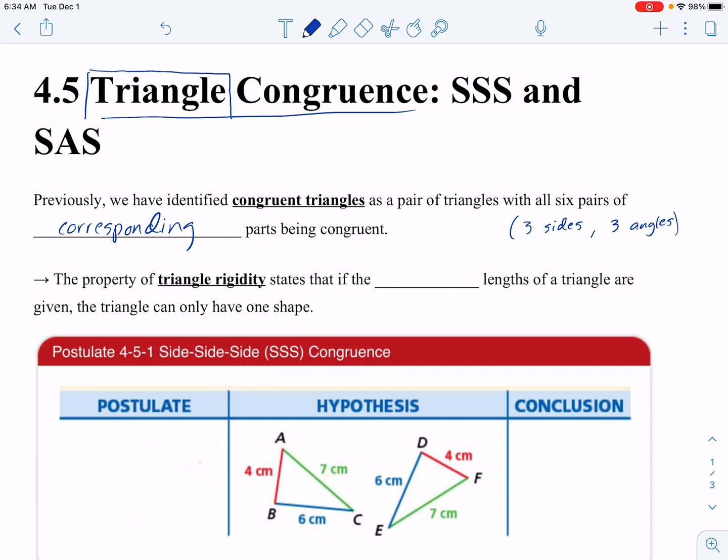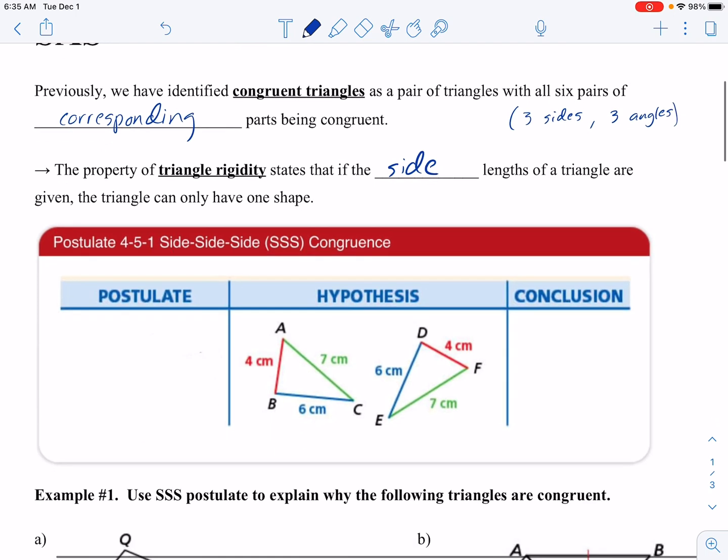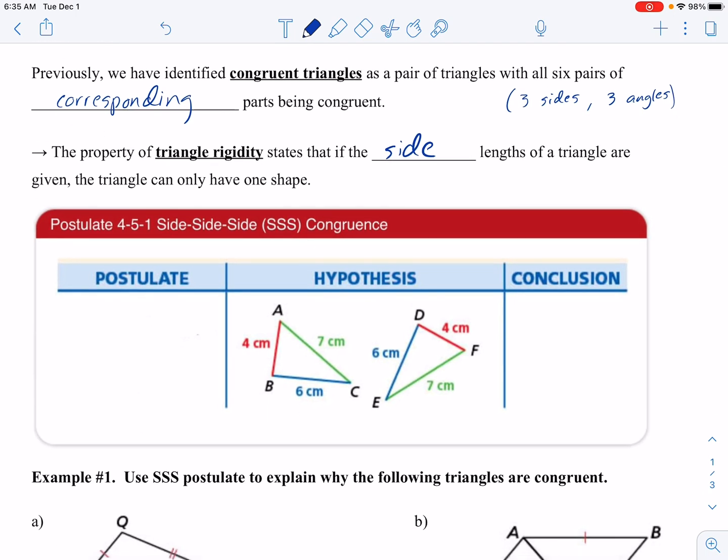We're going to first start with the property of triangle rigidity, which states that if the side lengths of a triangle are given, then the triangle can only have one shape. So if we were given side lengths of 4, 6, and 7, in order to form that triangle, we're only going to be able to form one. We can't form more than one triangle.